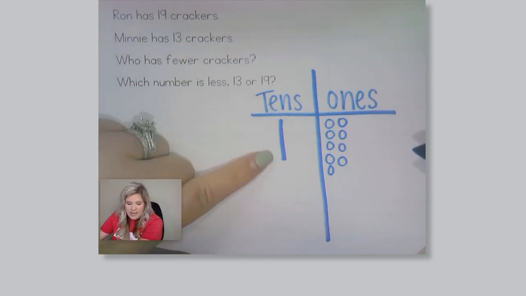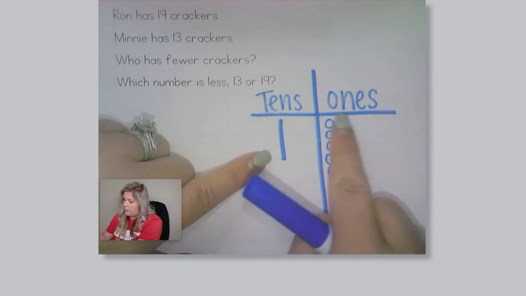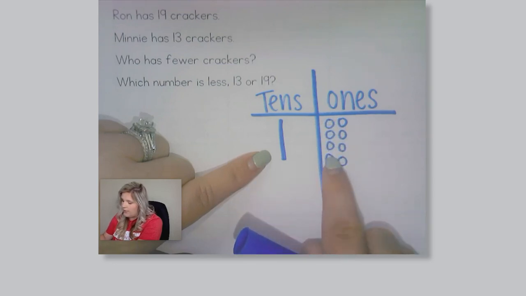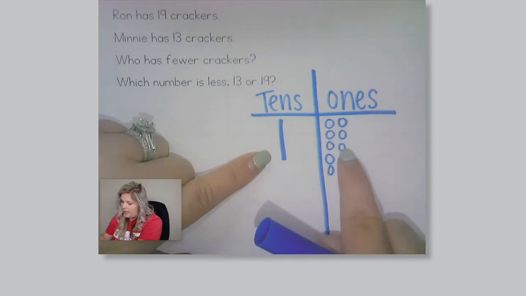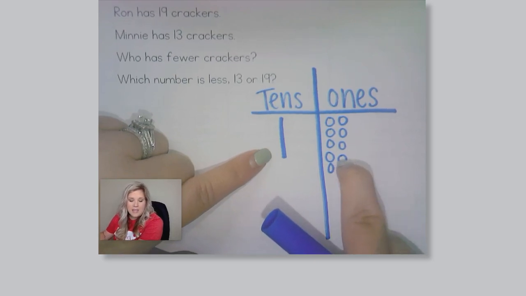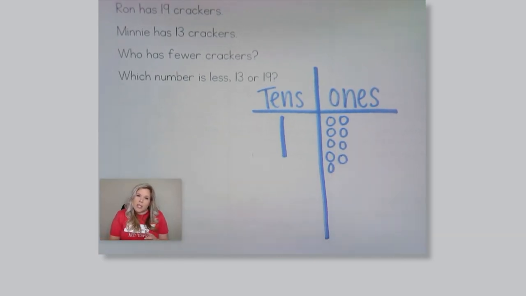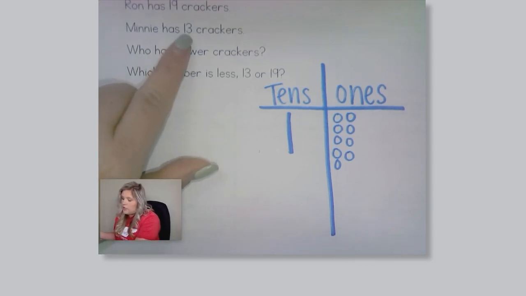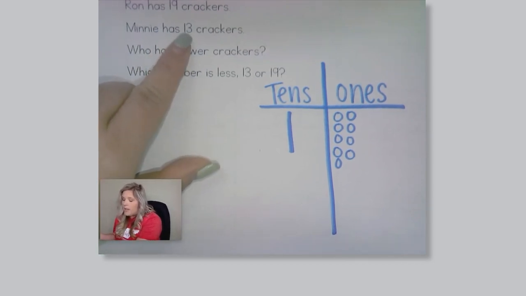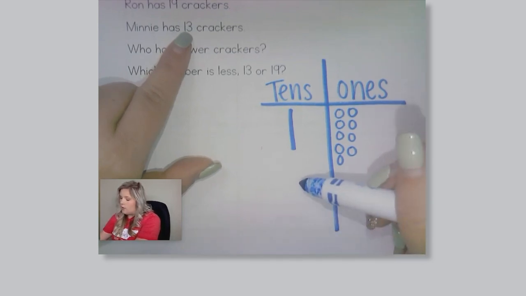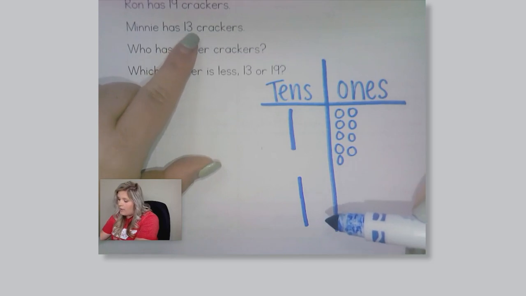So I have 1 ten and 9 ones. 1, 2, 3, 4, 5, 6, 7, 8, 9. Next, I'm going to model the number of crackers that Minnie has with tens and ones, like this. When I look at Minnie's, she has 13, and the number 13 has a 1 in the tens place, so I'm going to draw 1 ten, and 3 in the ones place, so 3 ones.